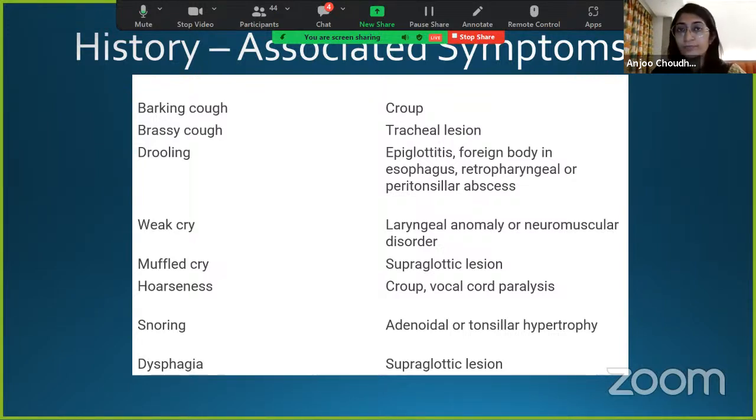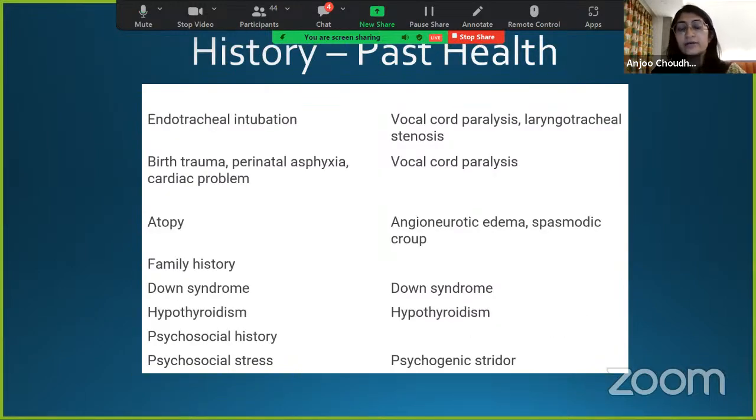Now, past health is also important to be discussed here, and any history of endotracheal intubation presenting to us after 4 to 6 weeks of extubation is very important, that it may be vocal cord paralysis or fixity, or it may be an impending laryngotracheal stenosis. And these cases are on a rise because many NICUs, PICUs are now sending the patients off after a good period of intubation. They are now getting extubated. So these patients now come to us with stridor after 4 to 6 weeks due to these problems.